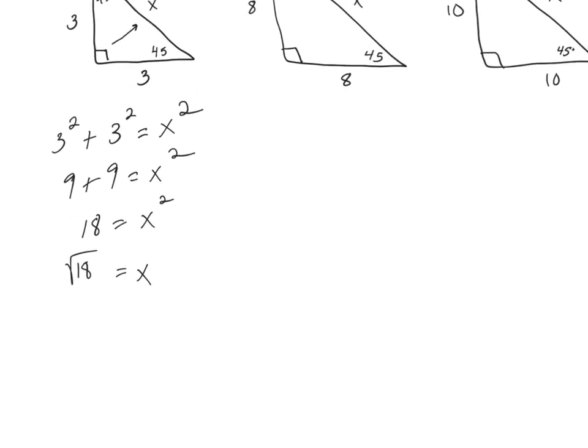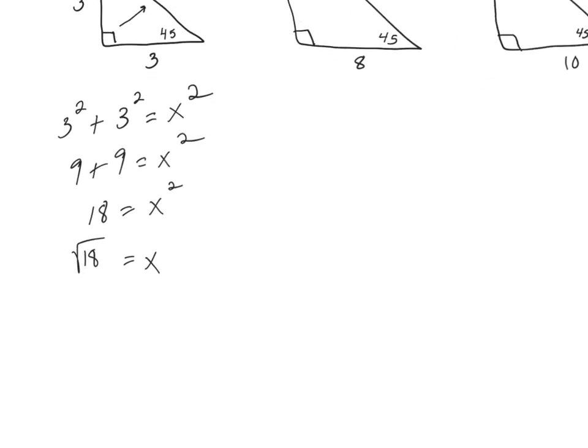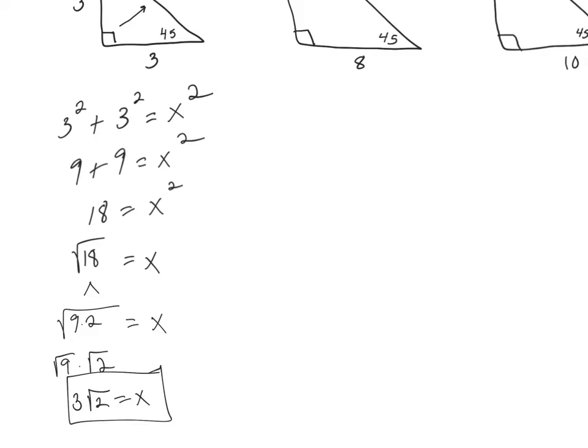Now remember, when we're simplifying these, I want to factor out as many perfect squares as I can. So I know that 9 times 2 equals 18. And I can separate this into the square root of 9 times the square root of 2. Square root of 9 is 3, and of course, square root of 2 is in its simplest form, so that is the length of my hypotenuse.